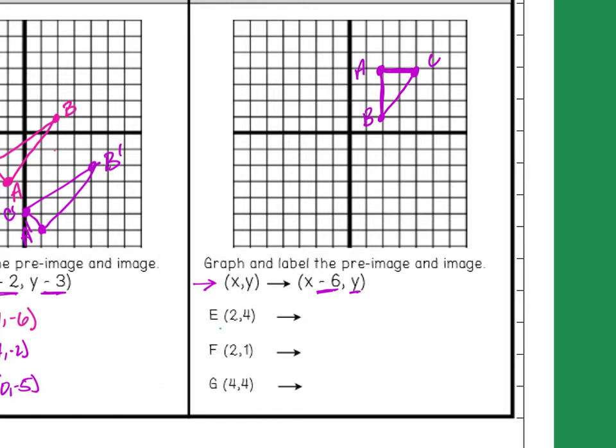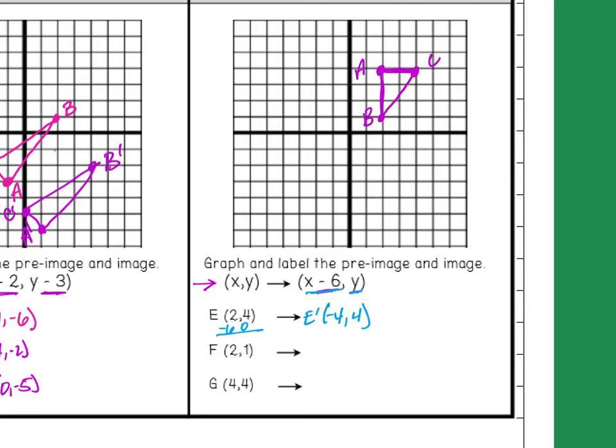I'm going to subtract 6 and then 0. I'm not doing anything to the y because it says the y stays the same. I'm doing x minus 6. So E prime is going to be 2 minus 6 is -4. And the y stays the same, so it's -4, +4.